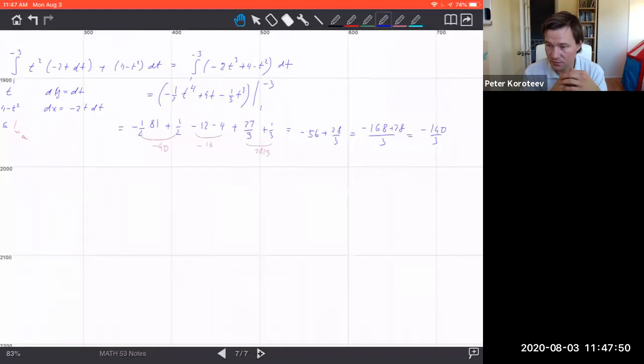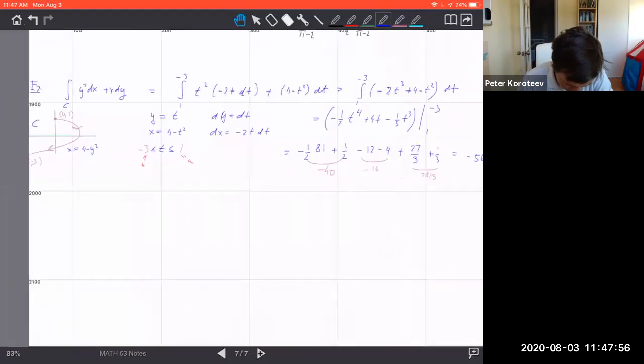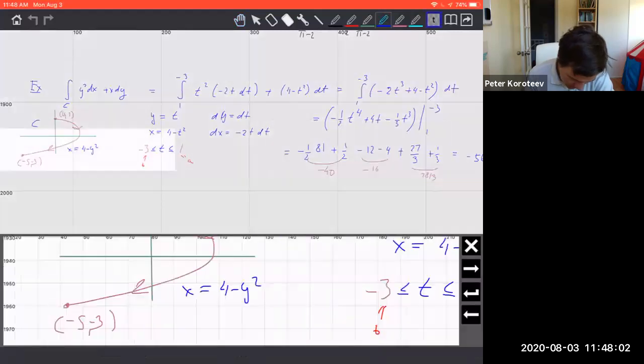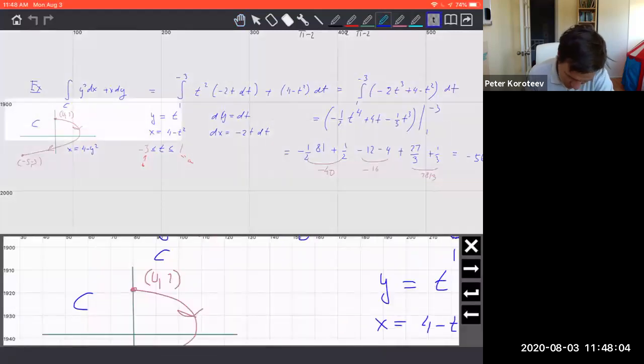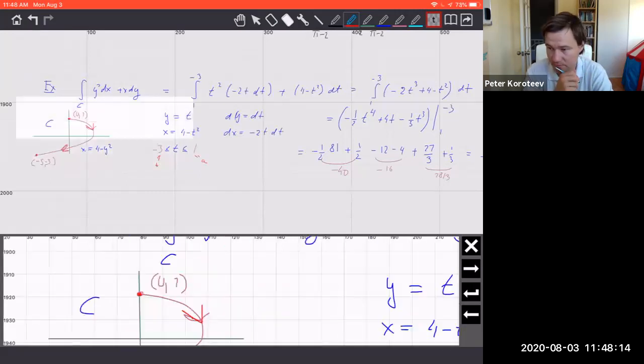Why does it go from 1 to 3 instead of 2 to -3? Why 2? Oh, so we're integrating over y, right? So y changes between 1. So we have picked the direction. So the curve goes from this point like this to this point, and y changes between 1 and -3.